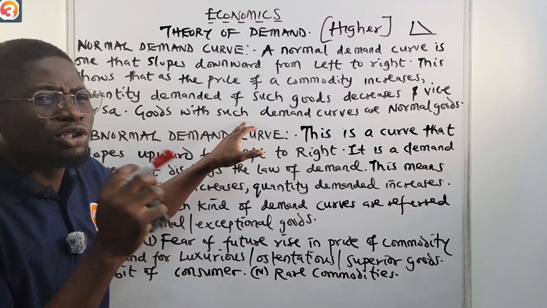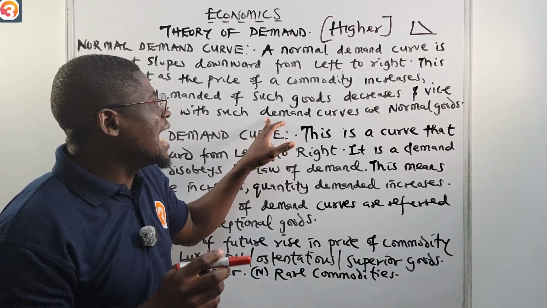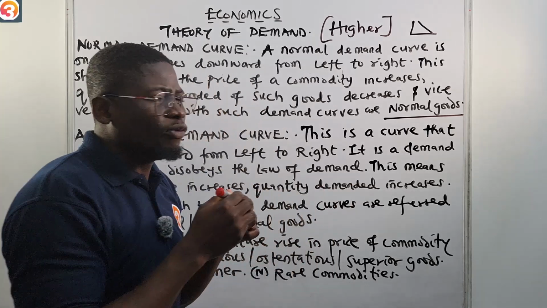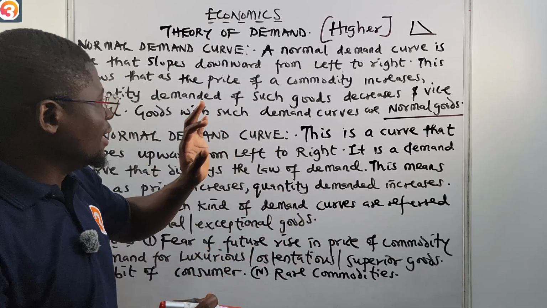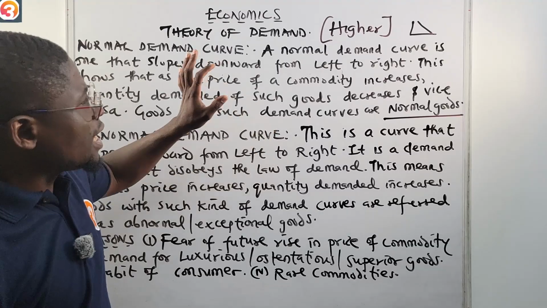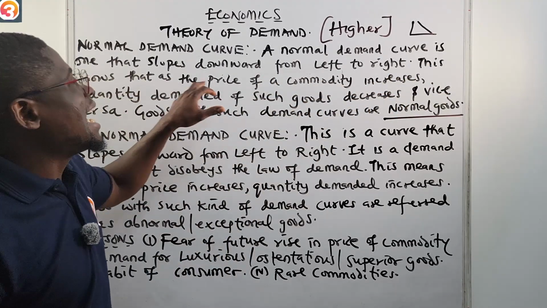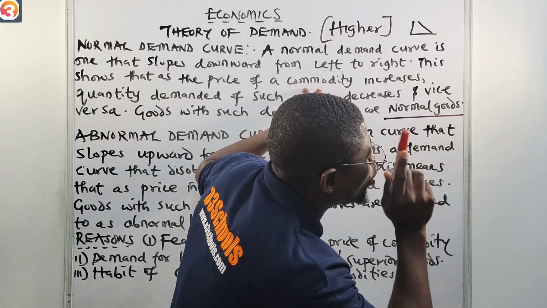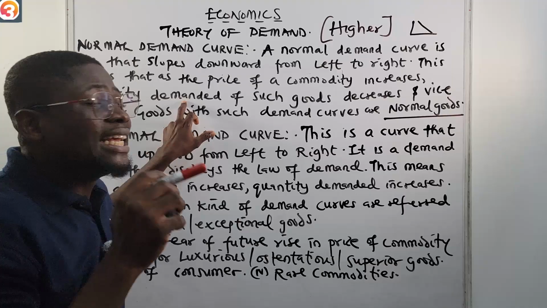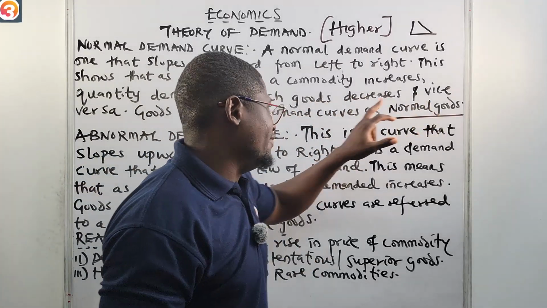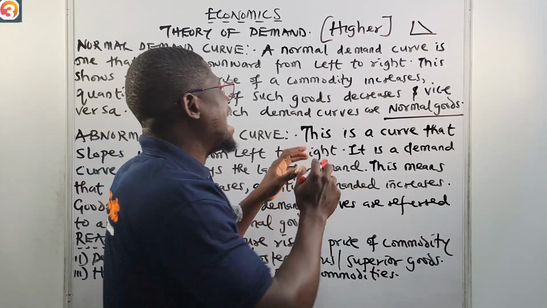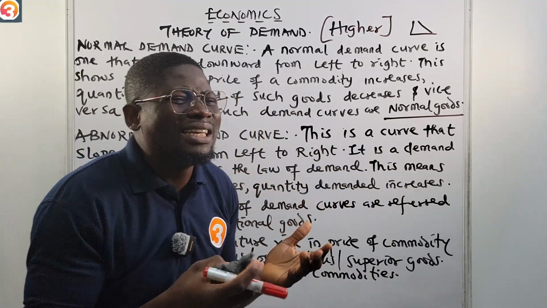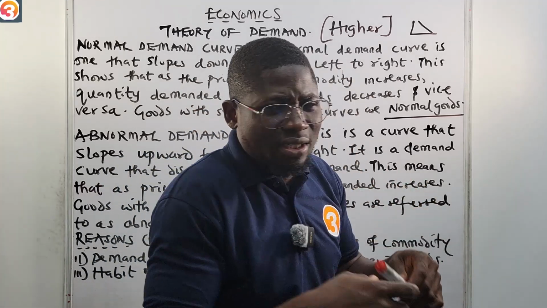And the goods that have this kind of normal demand curve are what we call normal goods. Please take note of that. Normal goods are goods that have a normal demand curve. This shows that as the price of a commodity increases, the quantity demanded of such goods decreases, and vice versa. Now, what are some of the characteristics of a normal demand curve?